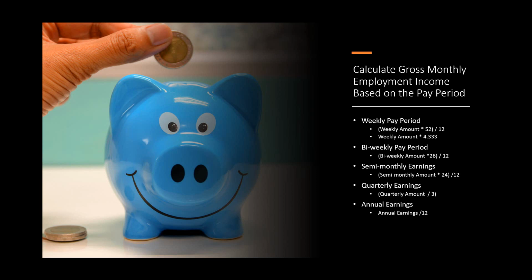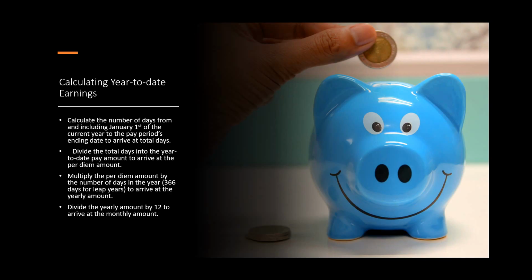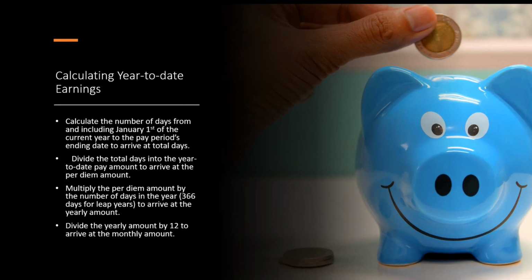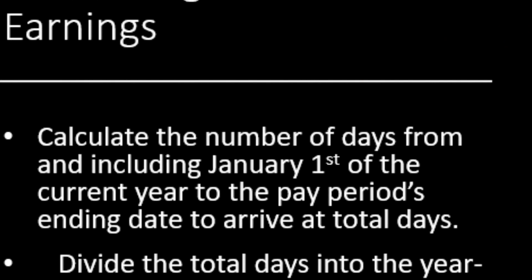This is where using the year-to-date amount could be used to calculate monthly earnings. Calculating the monthly earnings from year-to-date is a 4-step process. Step 1. Calculate the number of days from and including January 1st of the current year to the pay period's ending date to arrive at total days.